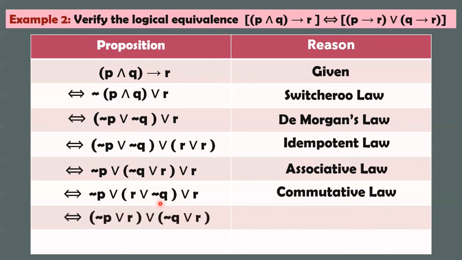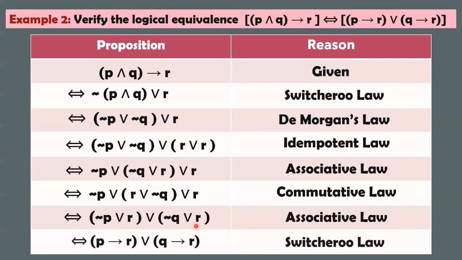And then, tingnan nyo to. So, what do you notice here? Nag-change ng grouping. So, it is associative. Okay, and then finally, ito naman yung other way ng Switcheroo law. Okay, if you have not P or R, you can write this as a conditional. It becomes, if P, then R. Ganun din dito. You can write this as conditional. If Q, then R. Ganyan. Okay? This is by Switcheroo law again. And this is the other statement here.